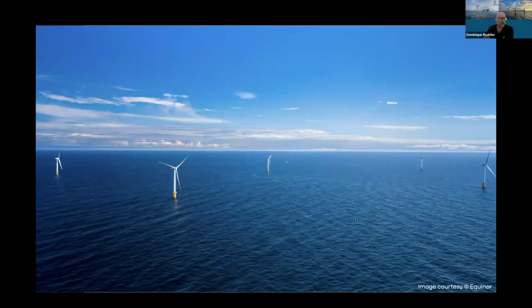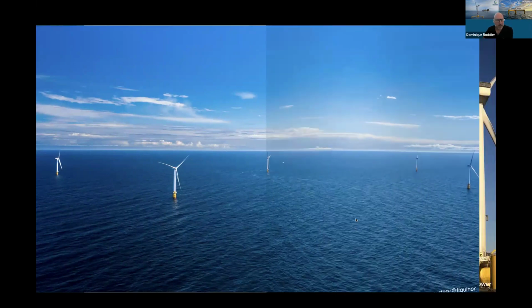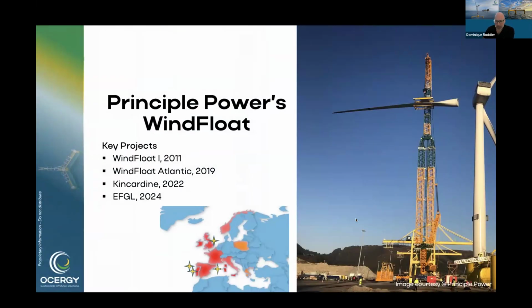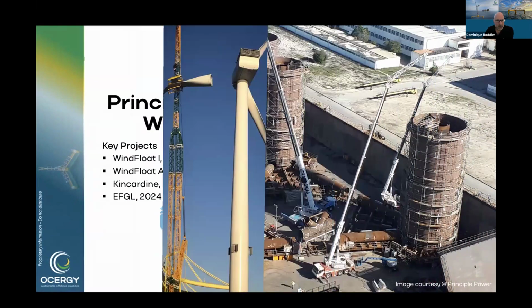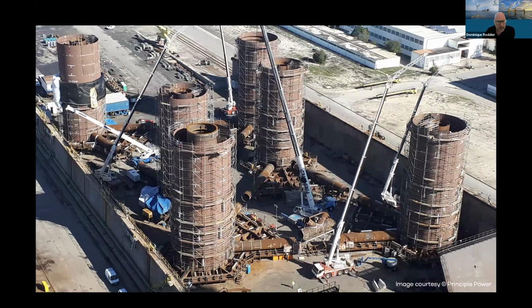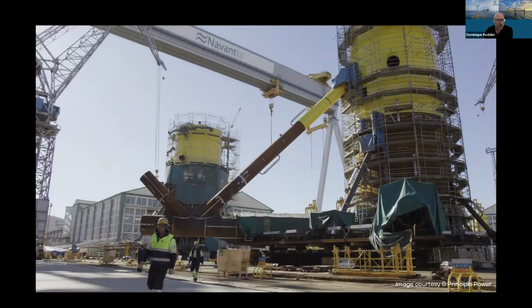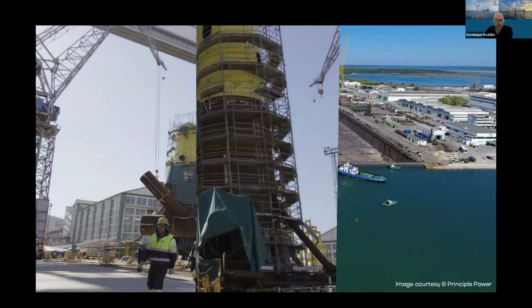And this is the Hywind Scotland project, the 5 turbines. Principle Power with the WindFloat. That's the fabrication of WindFloat Atlantic. There were 3 units, installed in 2019. This is in Lisnave, in Portugal, where I was part of that. They made two of the hulls, and this one is in Avantia in Spain, where the last hull was made.